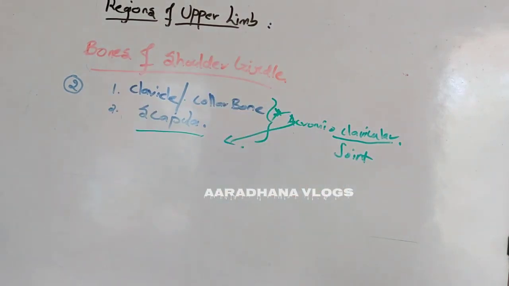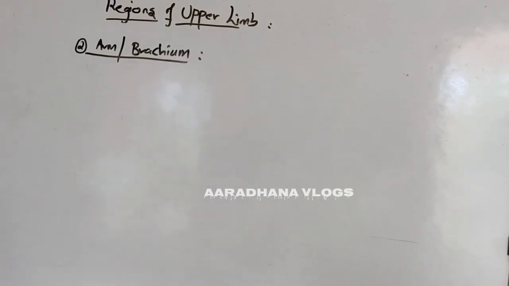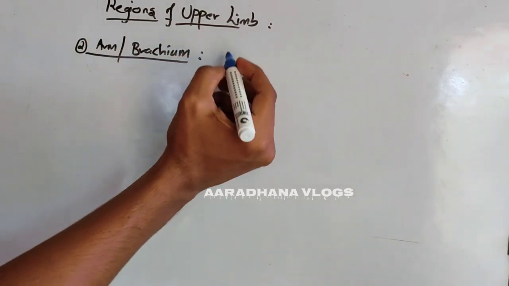So coming to the arm region, next one is the arm region, also known as brachium. Let's see its extension.